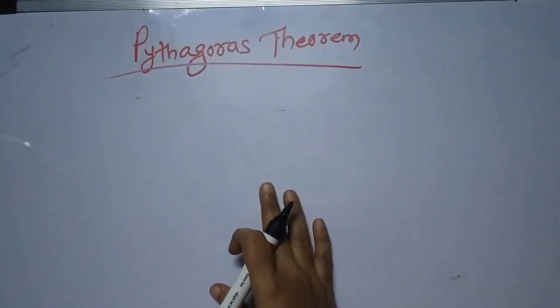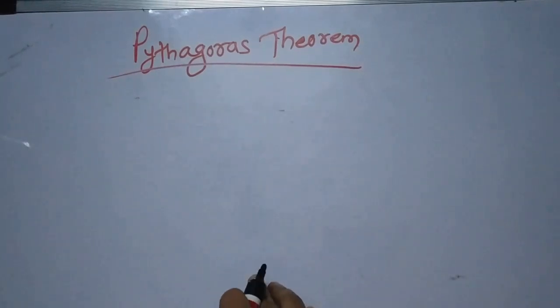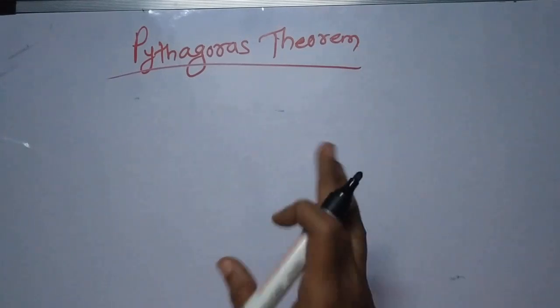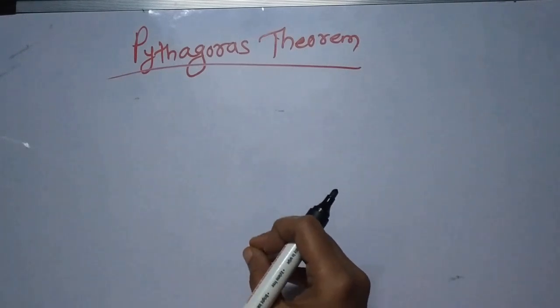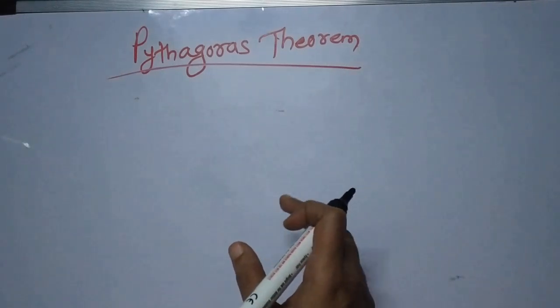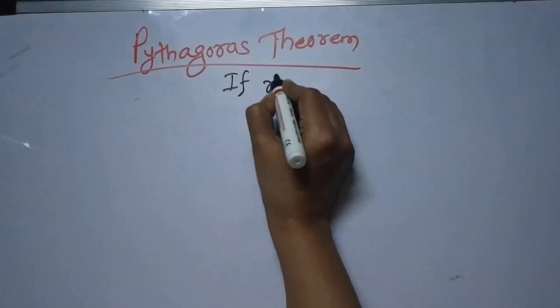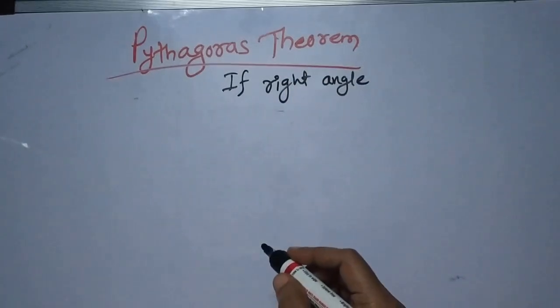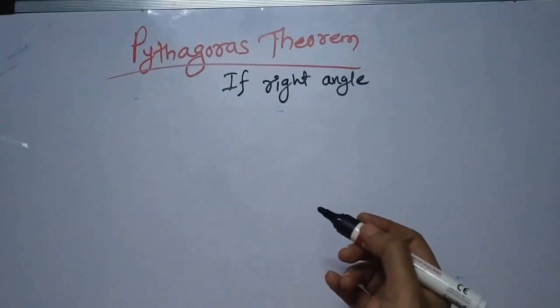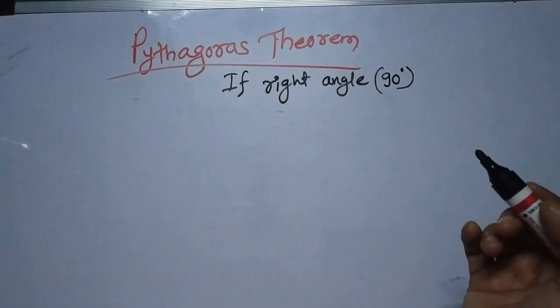Friends, now moving to the main theorem, the Pythagoras theorem. Pythagoras was a great scholar of about 2500 years ago. He proved some amazing facts about triangles, especially the right angle triangle. He said, if a right angle is there, that means one angle in the triangle is 90 degrees.